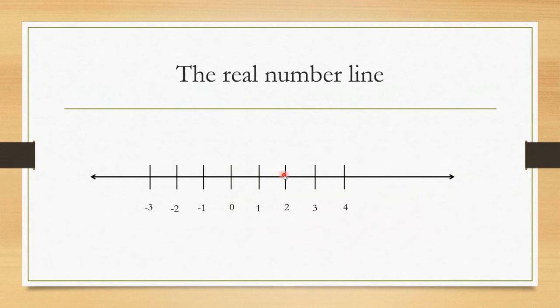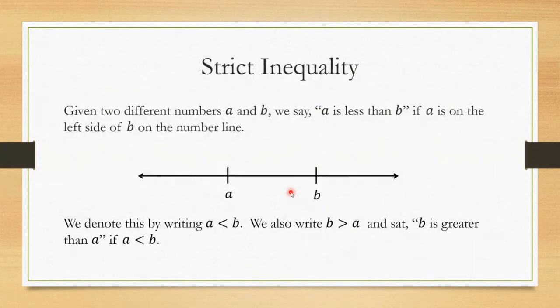So 1 is less than 2. -2 is less than 4. 0 is less than 3, and so on and so forth. The further to the left you are, the smaller you are on the number line. We denote this by writing A less than B. This little symbol here looks like the tip of an arrow actually. This is an inequality symbol, and this just means A is less than B. A is smaller than B.